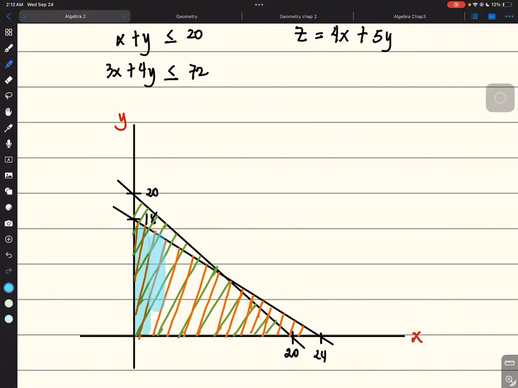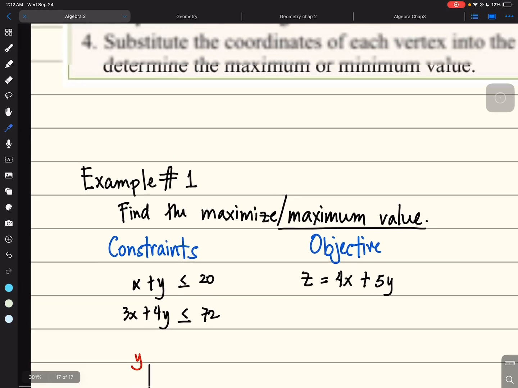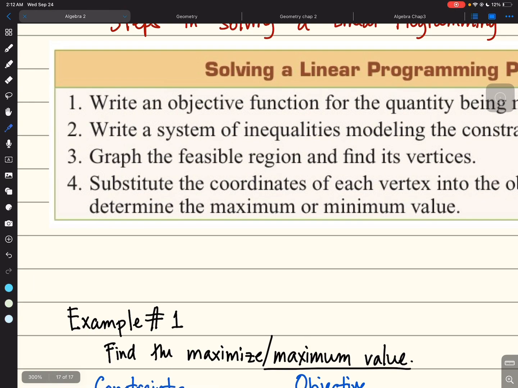So let's shade. Do not mind my shading technique. What I'm trying to imply is where those both shaded regions met. That is your feasible region. Okay. Now, how about the vertices according to step 3? Once you find the feasible region, go to vertices.